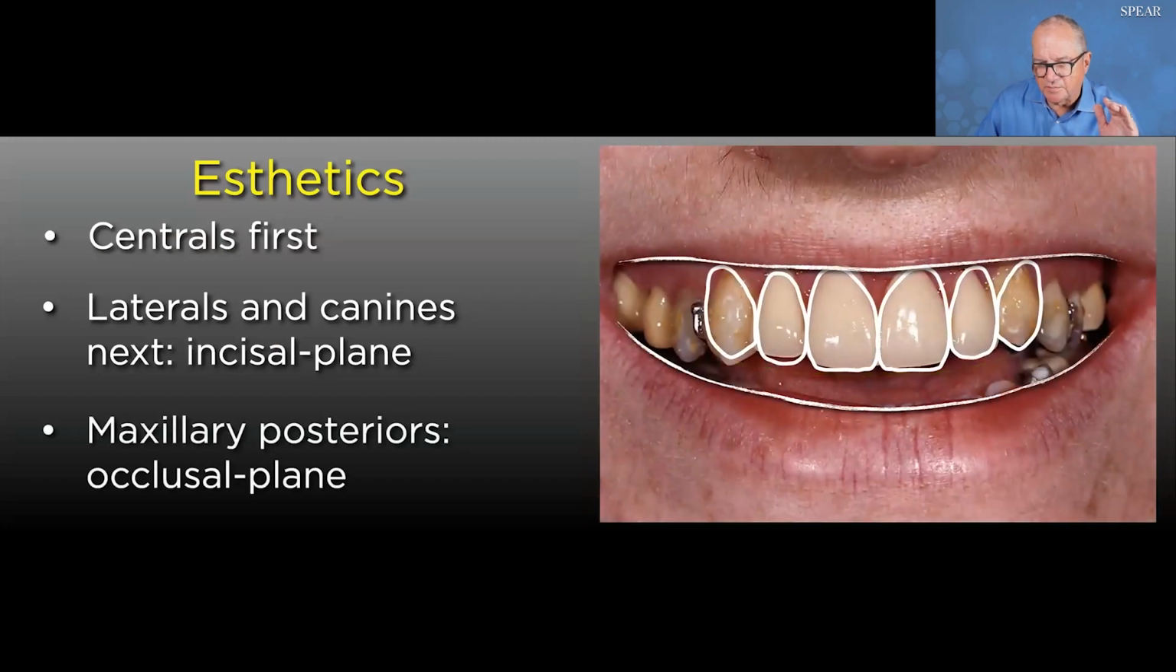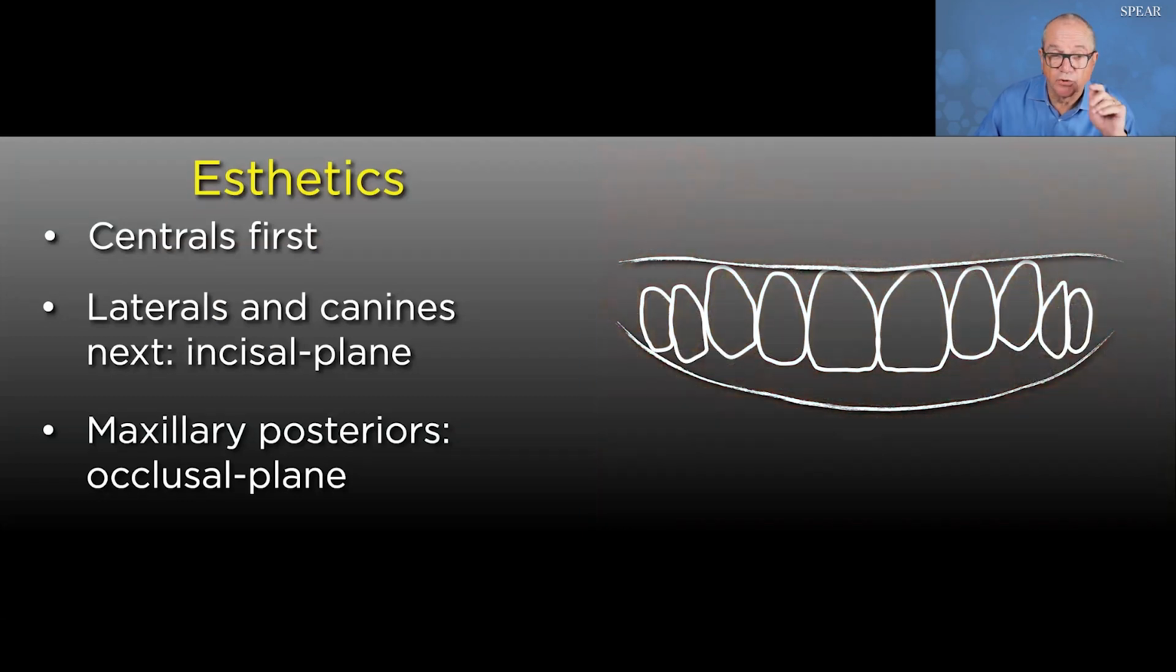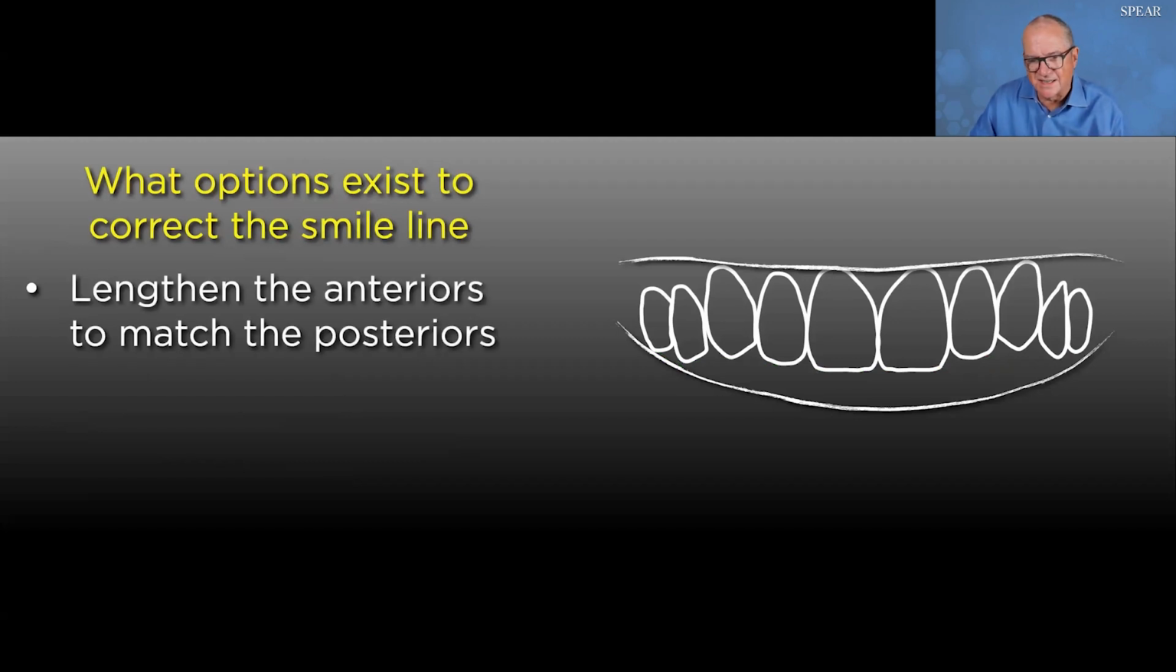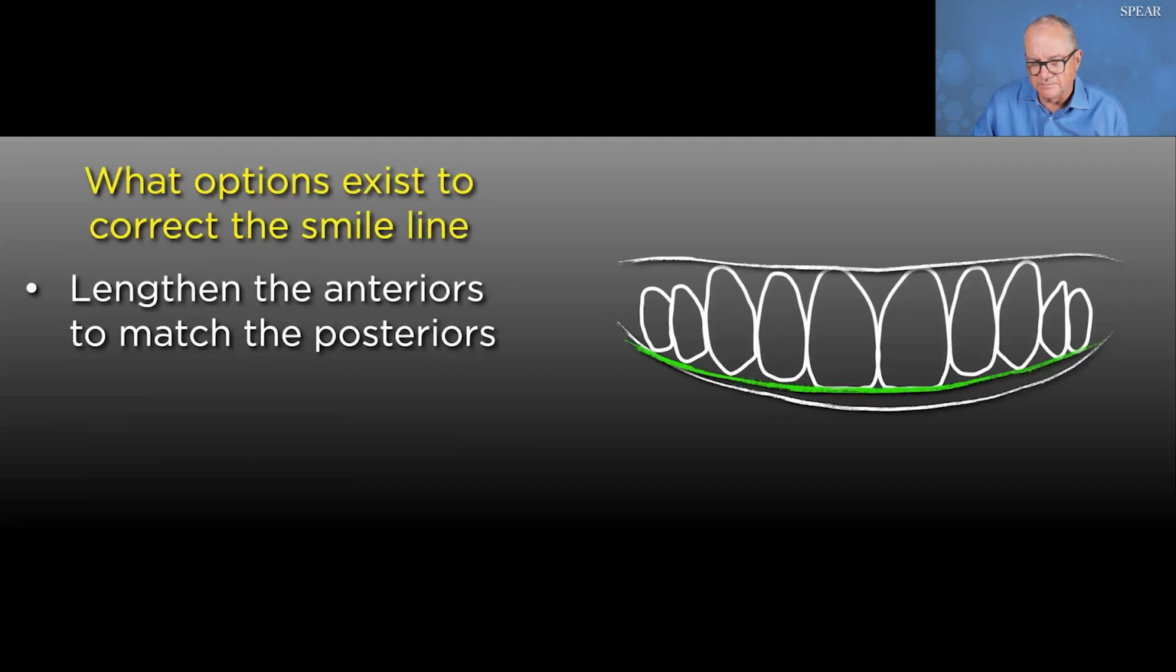Now let's draw in the posteriors. Totally different. Now suddenly she has a reverse smile line. So how are we going to correct the reverse smile line? Well, I can promise you, if you sent this case to a lab with a set of mounted models but no photographs, I can promise you, here's what they'd do. They'd lengthen the 6 anterior teeth to match the posteriors.